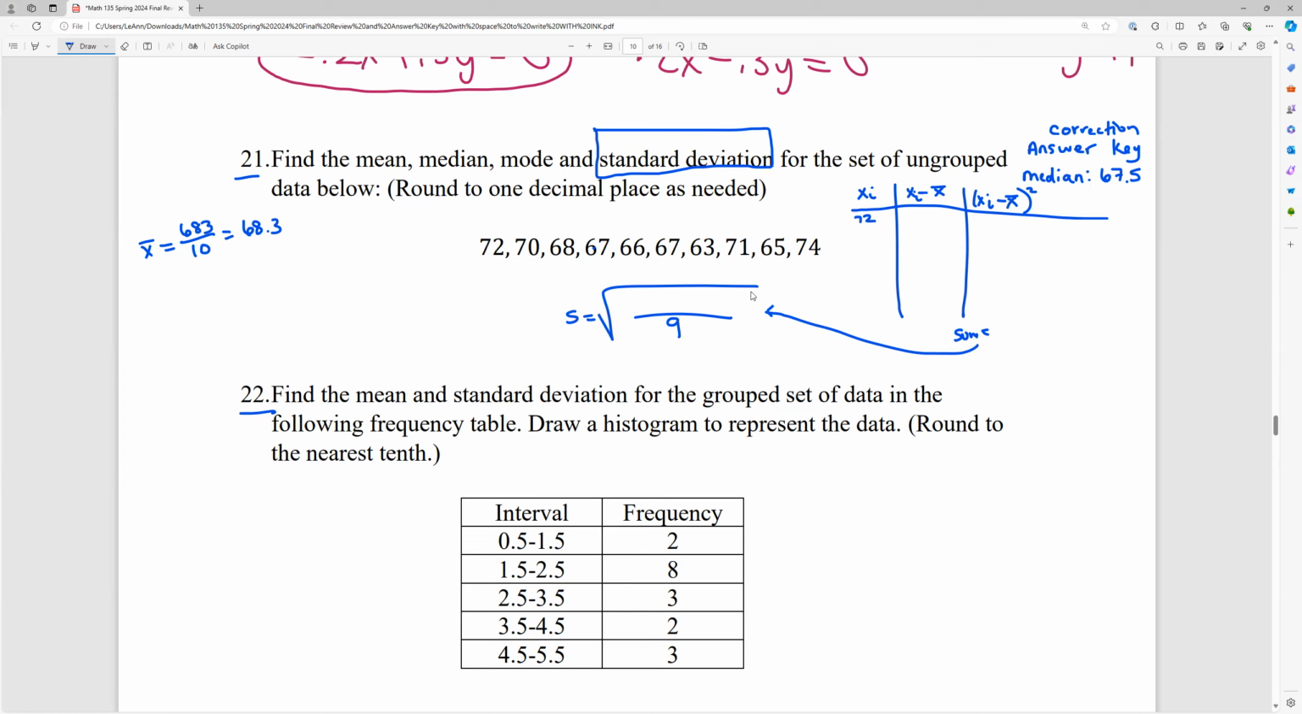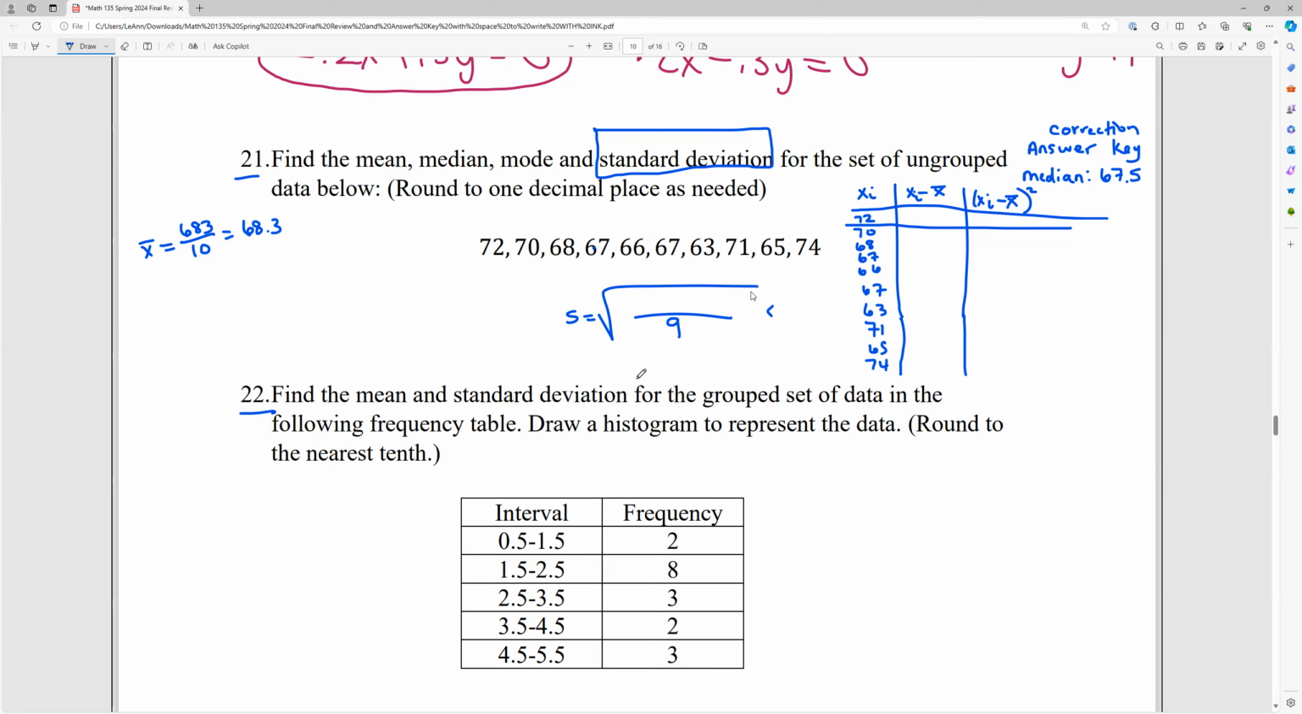So I have 72, 70, 68, 67, 66, 67. I'm gonna have to erase some of this so I have room. And then we have 63, 71, 65, 74. Now I'm under the inclination, usually when I do these, I just go ahead and work this all the way across before I move on to the next number. So 72 minus my mean, which is 68.3, that gives me 3.7. So that's going to go in this first blank. We then square that on our calculator, and that gives me 13.69. So there's the first one.